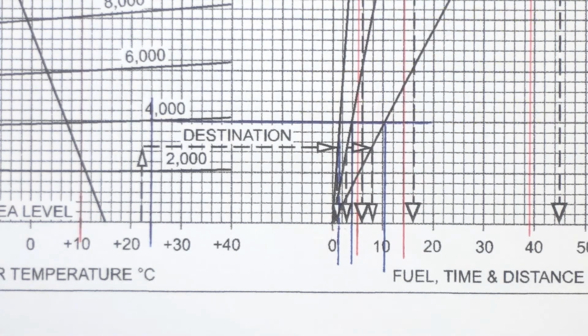Now in this example, we have said that we are descending from 14,000 feet cruising to an airport at 4,000 feet, but this can be used for determining the fuel, time and distance descending from one altitude to an intermediate altitude. It doesn't necessarily have to be for a landing aerodrome. And that's how we use figure 3.6, fuel, time and distance to descend.